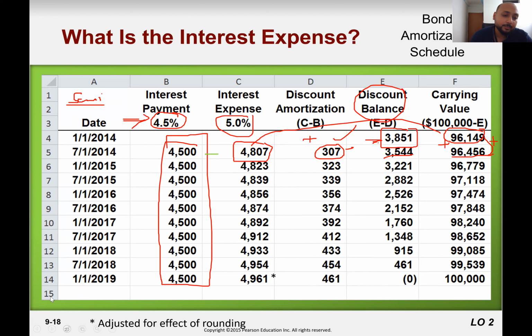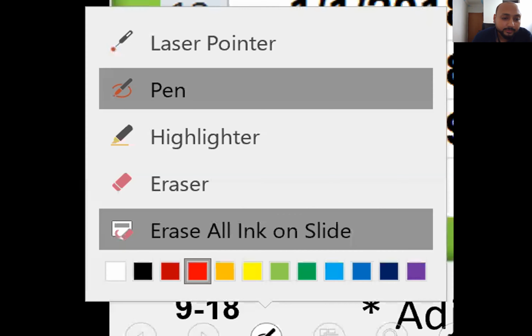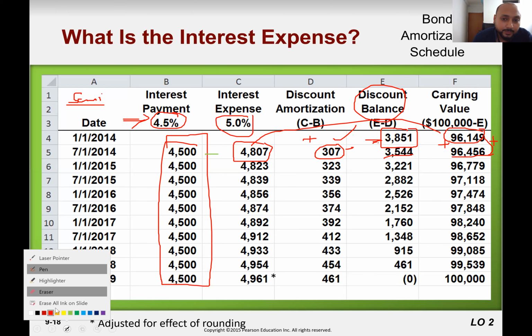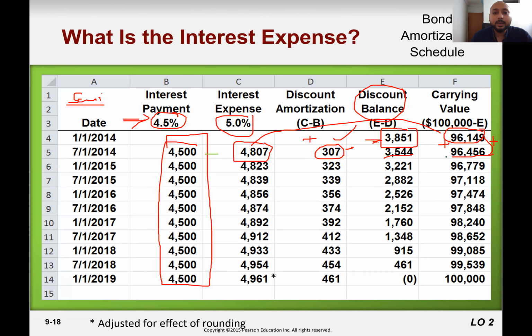Now the second part, how we calculate the second one, which is here. So we pay again, promised payment is 4,500, and now our carrying value is 96.